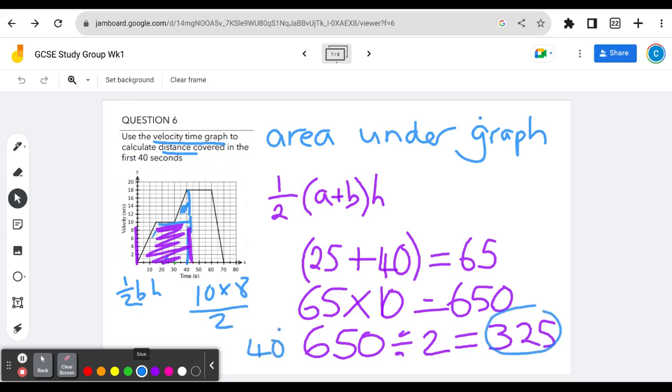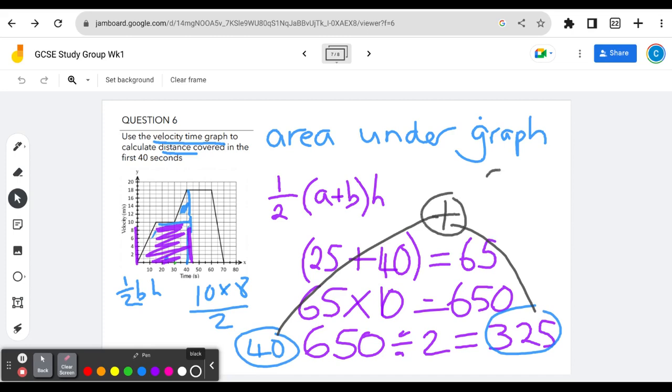And then when I add that together, I get a grand total of, I'll put it over here, let's add that together there. We get a grand total of 365. Let's see what they're in meters, because this is in meters per second. And that's your answer.